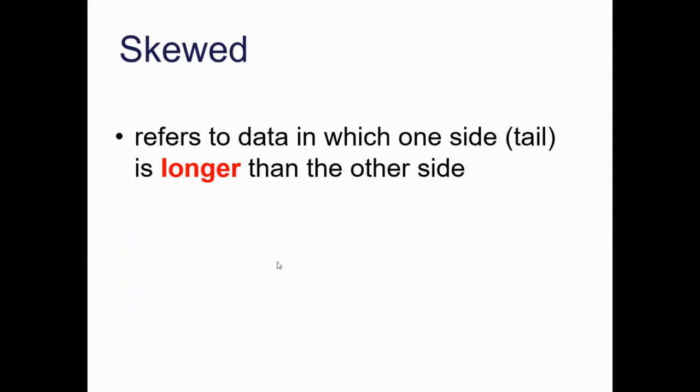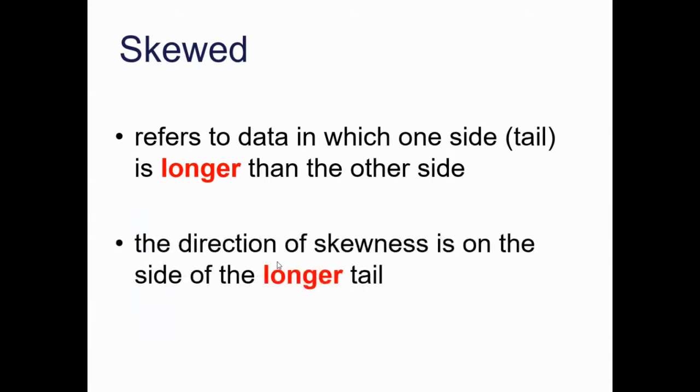So let's look at skewness. Skewness refers to data in which one side or tail is longer than the other side. And the direction of the skewness is on the side with the longer tail. That's important. The direction of the skewness is on the side with the longer tail.